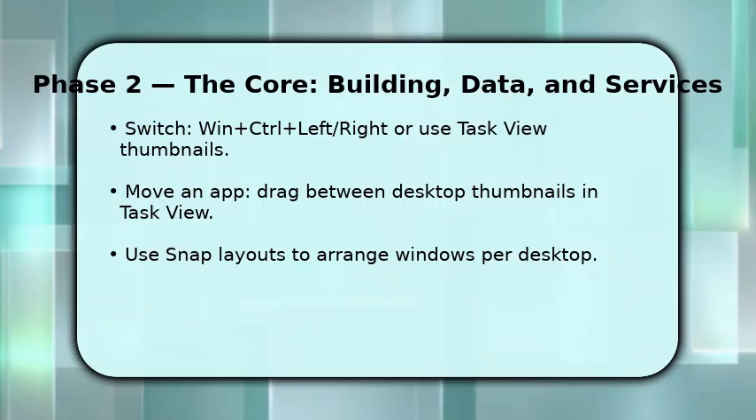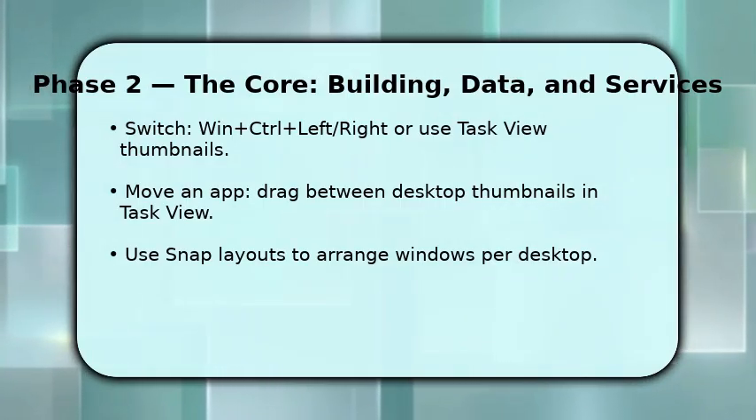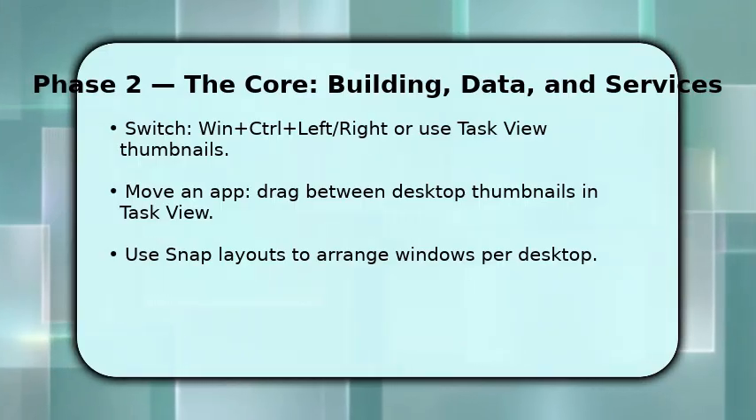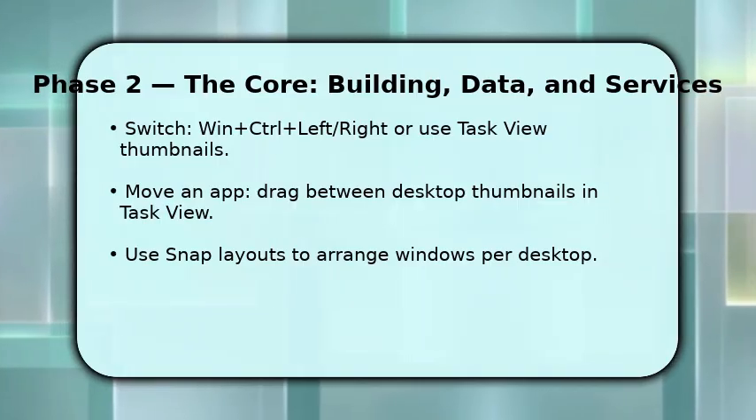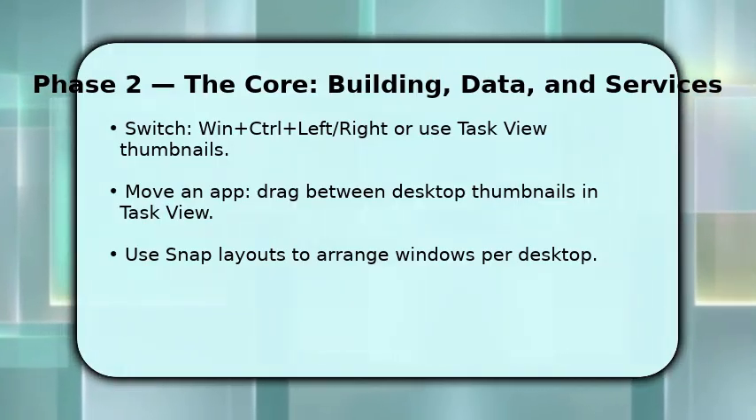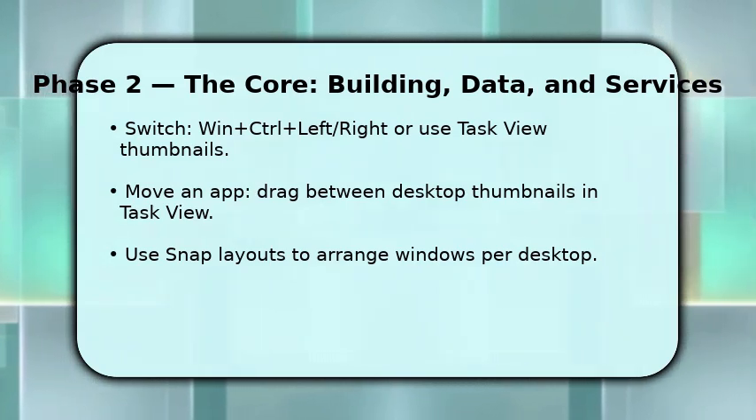To move an app, open Task View, drag its window to another desktop thumbnail, or right-click the window and choose Move to Desktop Number. You use snap layouts within each desktop to tile windows efficiently. This keeps related work grouped and helps you recall where tasks live, saving time during context shifts.